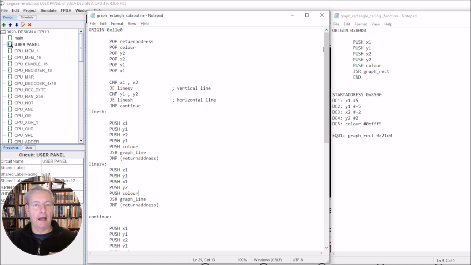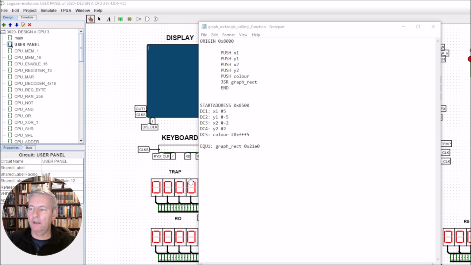So let's have a look at it actually within the CPU, and we'll see it working. Now I have chosen these points here in order to draw out our rectangle. So we're going to have our x1, y1, which will be along 5 and down 5. And then we're going to have our x2, y2, which is along -2 and up 2. So the whole extent of this rectangle will actually be 7 units by 7 units. So let's have a look at this now.